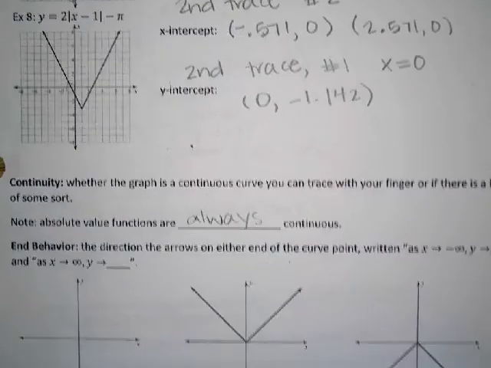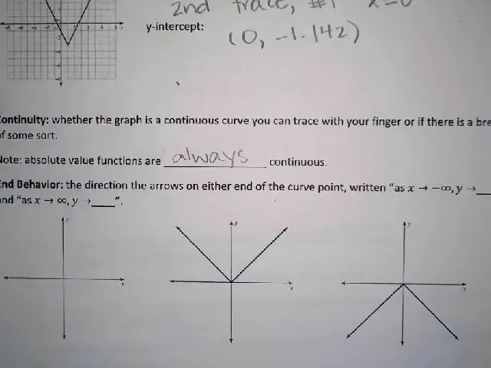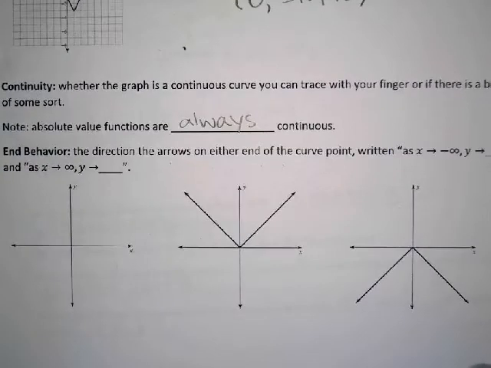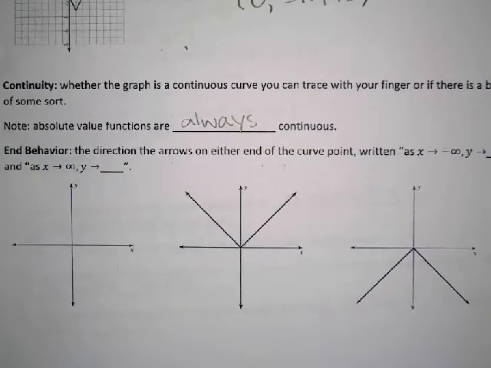Okay, now the last part is called end behavior, and it is just describing which way the arrows go, but it's describing it using math notation. So arrows can go two different ways. The arrows can go to the left and to the right, but they can also go up and down. Does that make sense? Arrows can go to the left and right, but they can also go up and down.